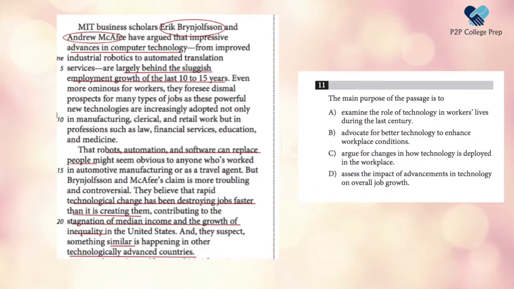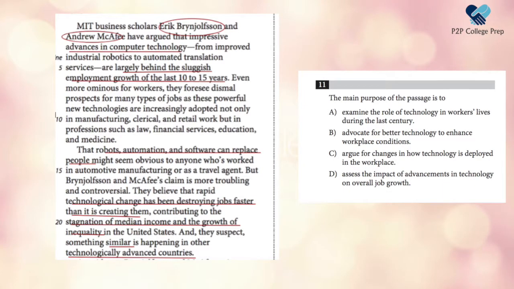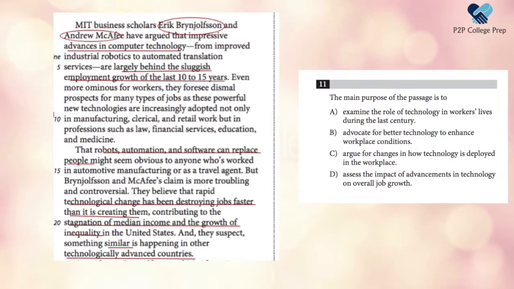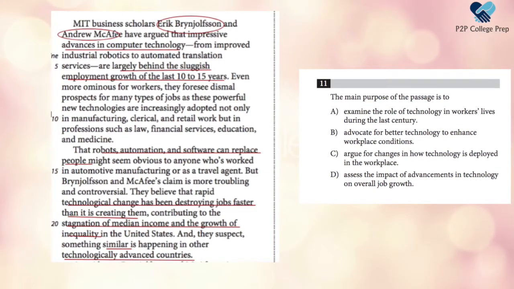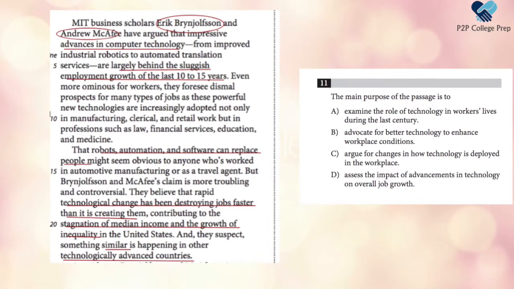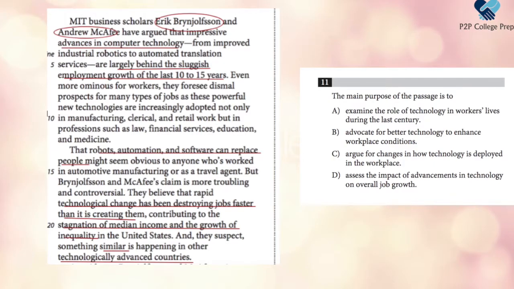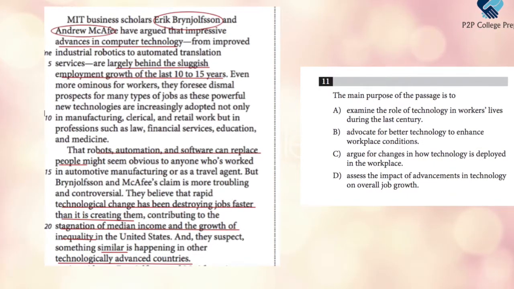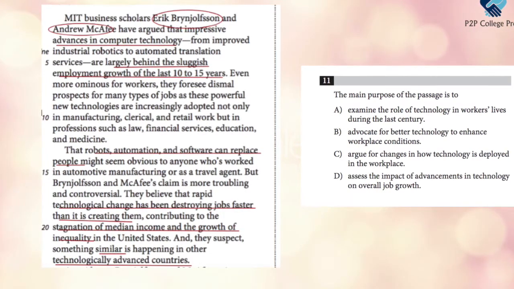Now that we've finished talking about annotations and what you should be doing as you're reading, we can move on to the questions. So number 11 asks, the main purpose of the passage is to, and we already know what the passage is about since we read the blurb and we learned about how technology is destroying jobs. But then also we found the thesis in the first paragraph, which says, advances in computer technology are largely behind the sluggish employment growth of the last 10 to 15 years. So we know that our answer has something to do with how technology is destroying jobs.